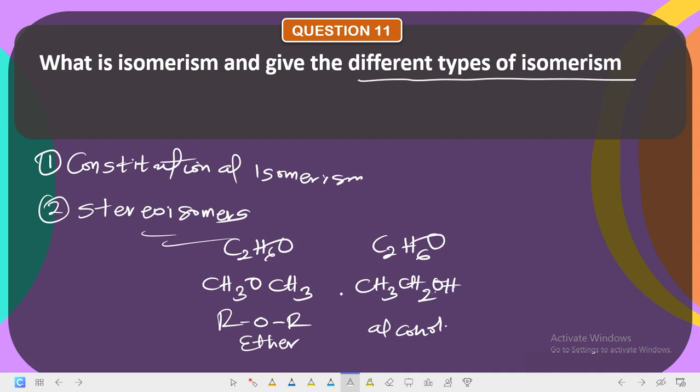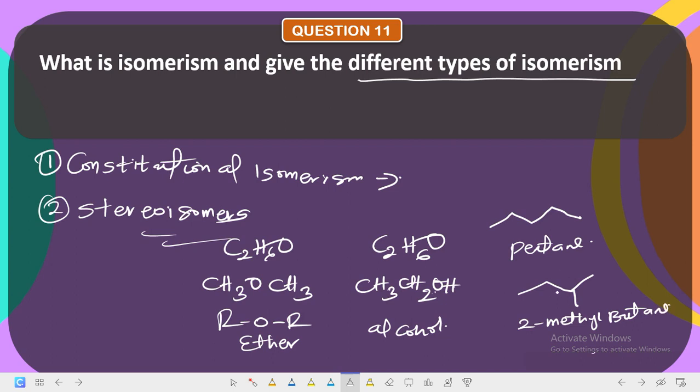So these two compounds now, they are constitutional isomers. The only thing that differs is the arrangement of what? Atoms, but not in 3D form. So constitutional isomers differ in only the arrangement of the atoms. For instance, if you have something like this, this is 1, 2, 3, 4, 5. This is pentane. And then you have 1, 2, 3, 4, and then 5. This is what? 2-methylbutane. If you look at these two compounds, they are almost the same.